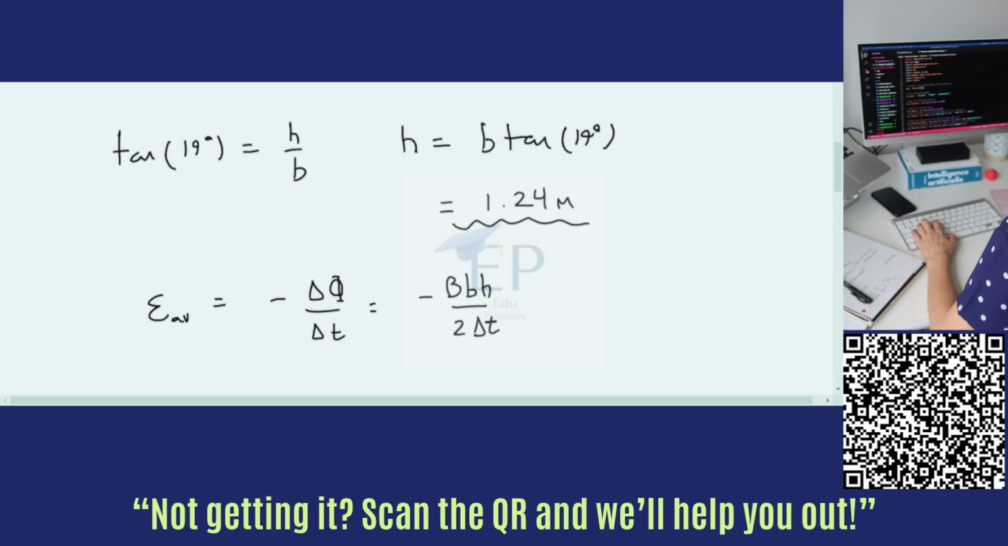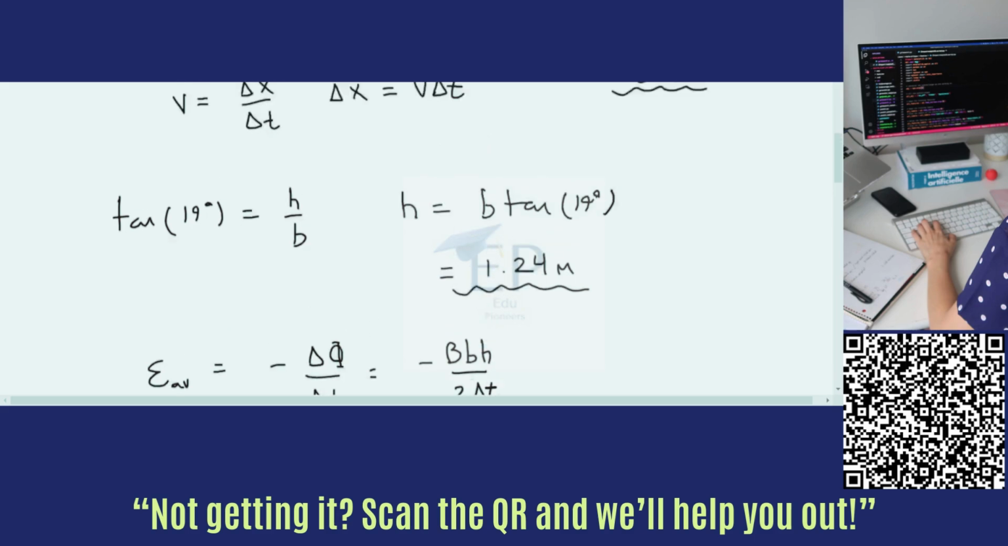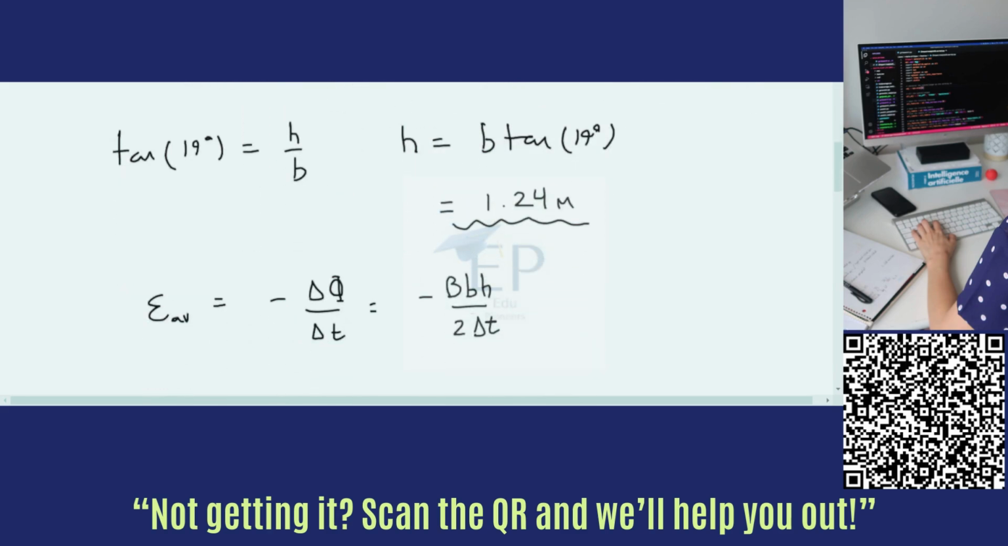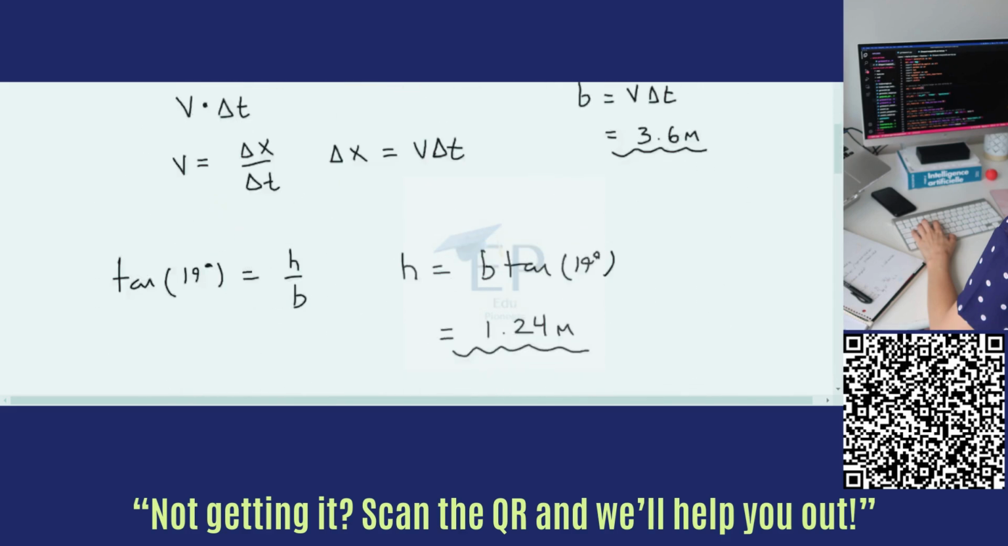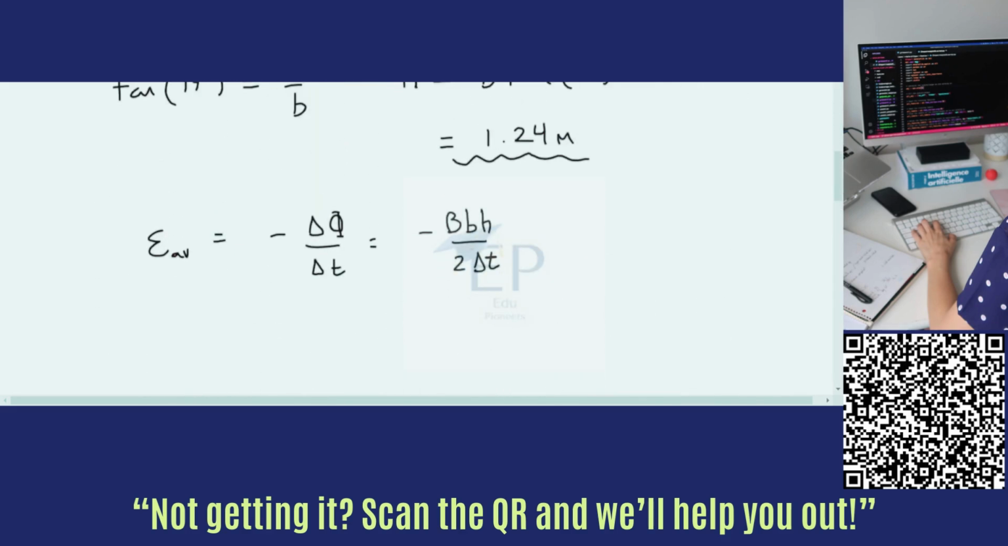So we know delta t is just 6 seconds, h is 1.24 meters, b is 3.6 meters, and the strength of the field is 0.38 Tesla. We can just plug all of our values in. And if we ignore the sign, we'll have that the magnitude of our induced EMF is just equal to 0.14 volts.